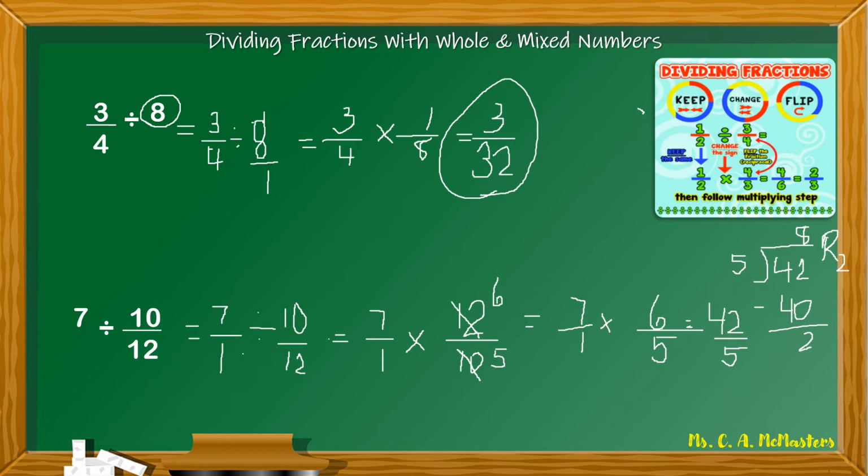Okay, so we have 42 over 5, and we divide it. So now we will write it as our mixed number, which is 8. The 2 is the numerator, and then we keep the same denominator, which is 5. And that's it for this part of it. Now we will move on.